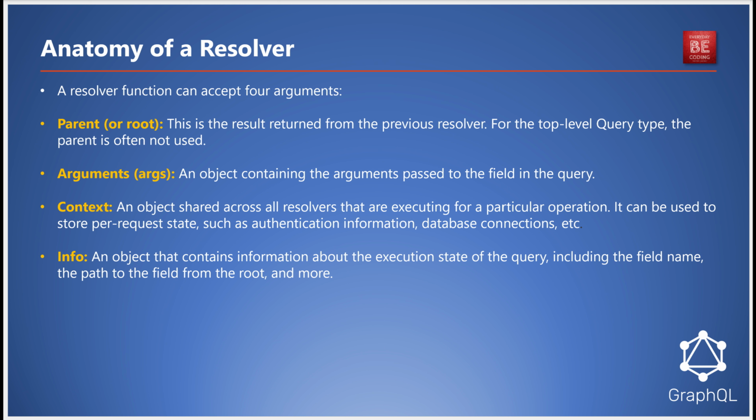Lastly, the info argument provides metadata about the query's execution state, such as the path of the field from the root or the exact field name being accessed. This can be particularly useful for debugging or optimizing query performance.